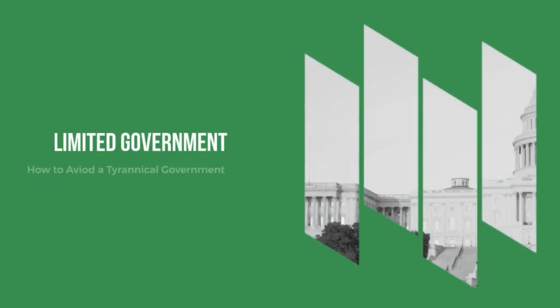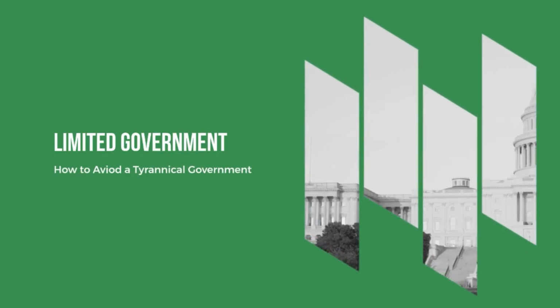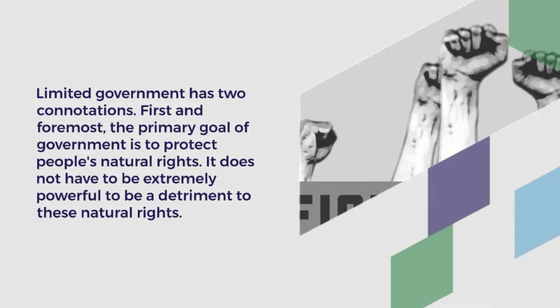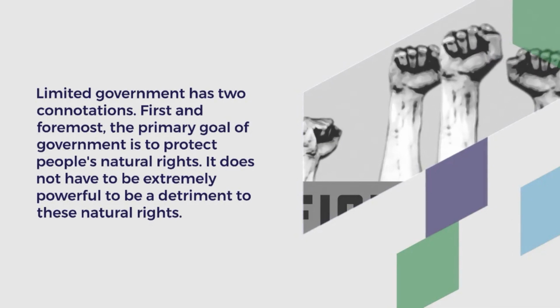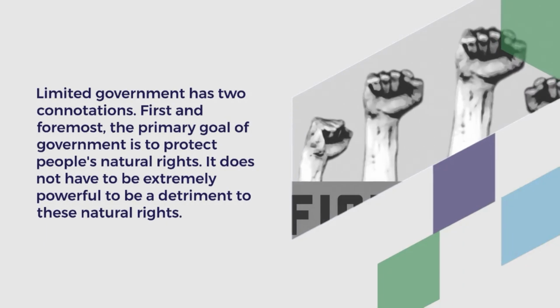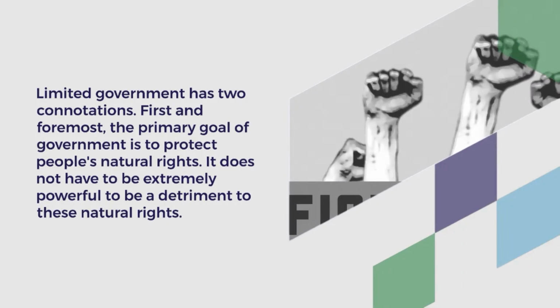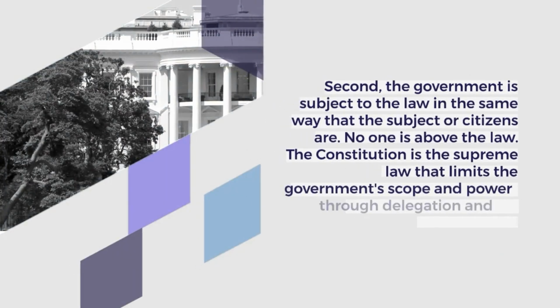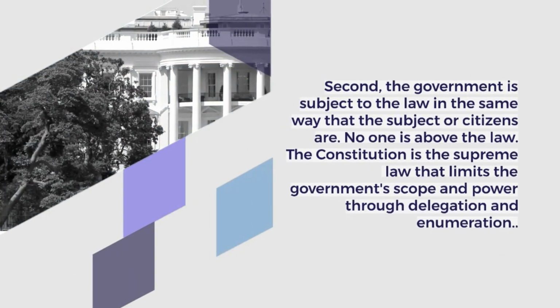Number 3. Limited government. How to avoid a tyrannical government. The idea of limited government has two connotations. First and foremost, the primary goal of government is to protect people's natural rights. It does not have to be extremely powerful to be a detriment to these natural rights. Second, the government is subject to the law in the same way that the subjects or citizens are. No one is above the law.